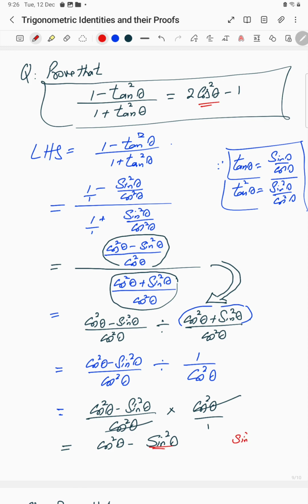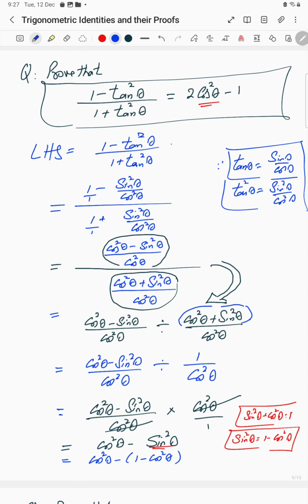So again, sine square theta is equal to what? 1 minus cos square theta. And from where do we get it? From the identity sine square theta plus cos square theta is equal to 1. From here we can get the value of sine square. So after replacing it, here we will get cos square theta minus (1 minus cos square theta).